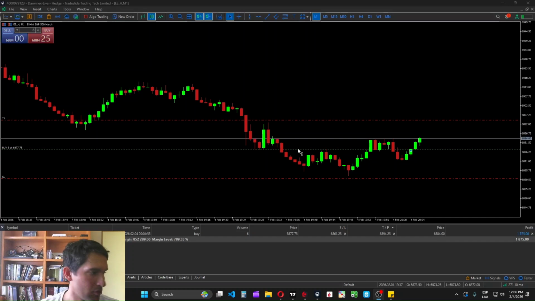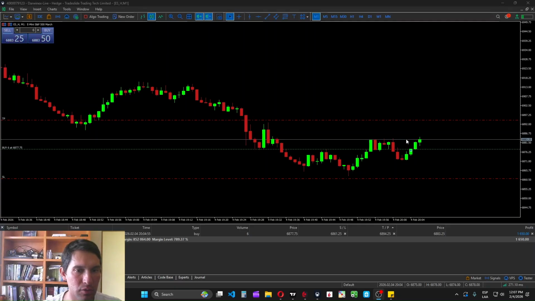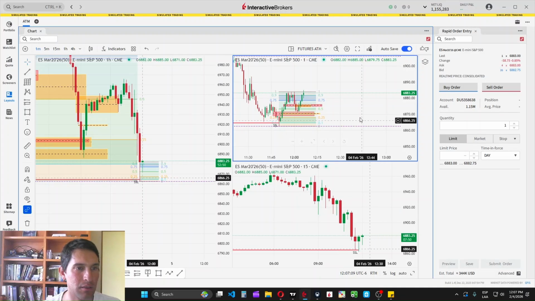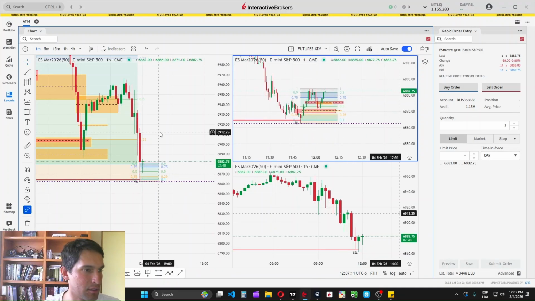So today I took this trade right here. It's a long. My stop loss is below this low, and also my target is above this high right here. So let me change the platform so you can see why I took this trade.